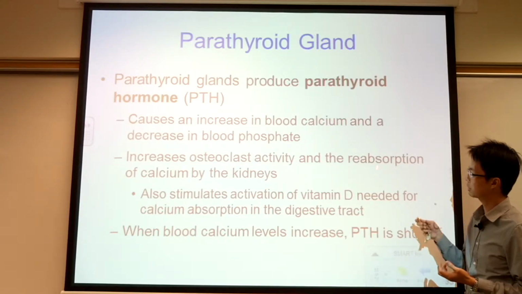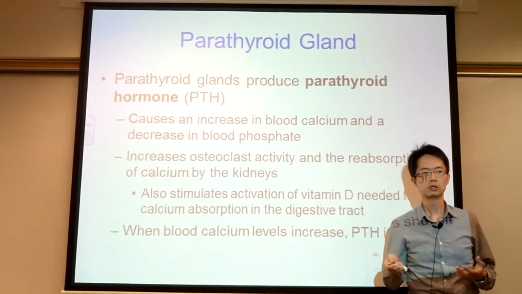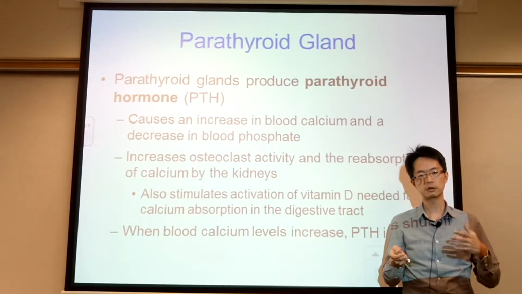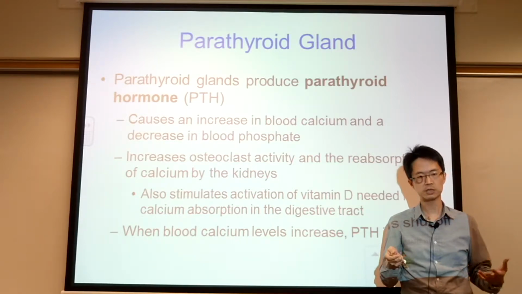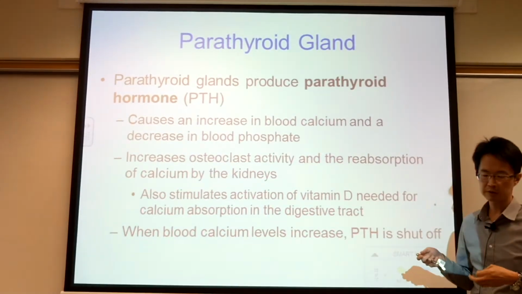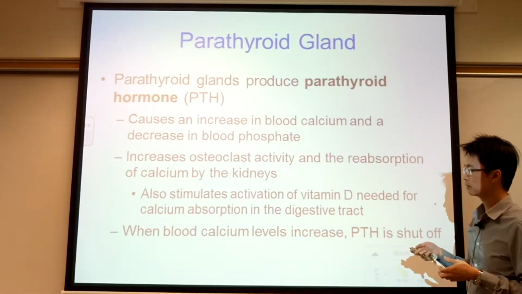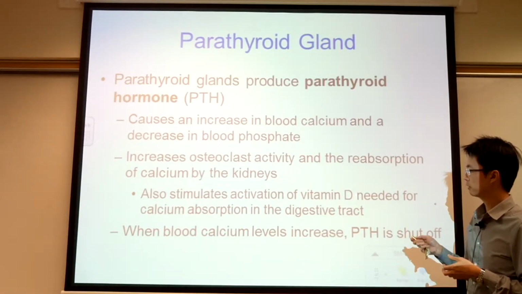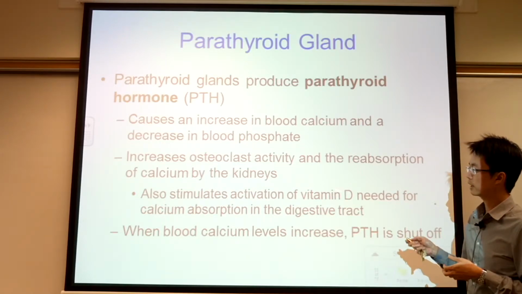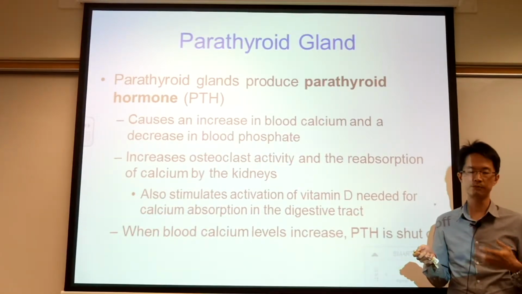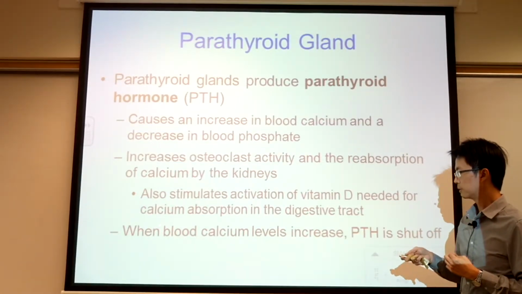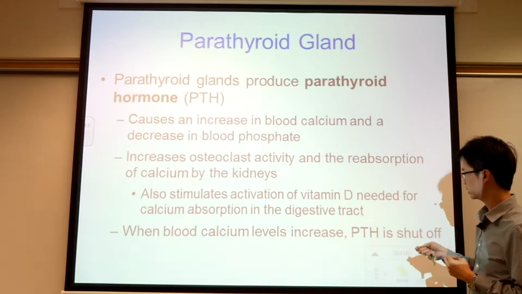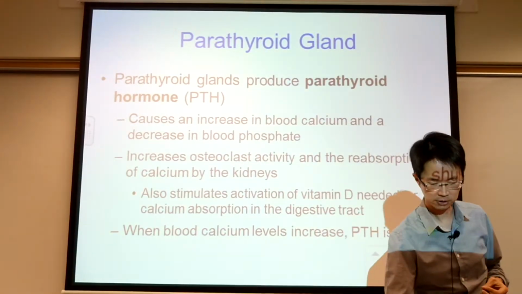and then PTH will also increase the reabsorption of calcium by the kidney, telling the kidney to excrete less calcium in the urine, so that we can retain more calcium in the blood. It also activates vitamin D, so that it will enhance the absorption of calcium in the GI tract. When blood calcium level increases, then PTH will stop secreting.